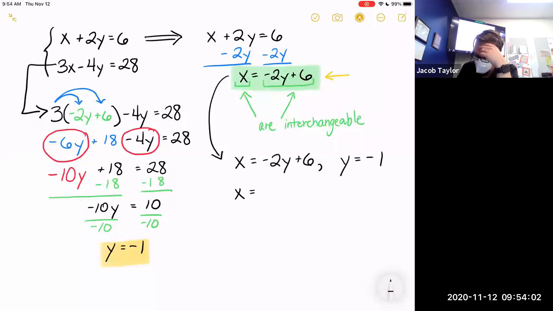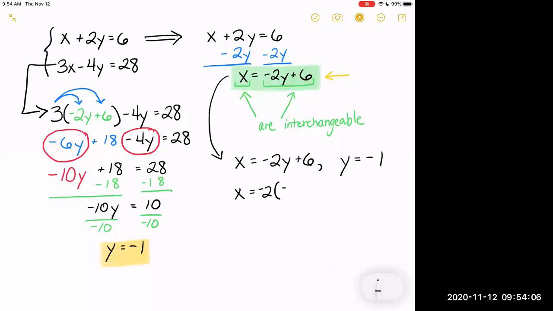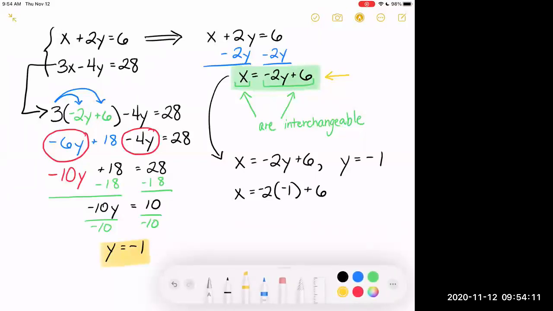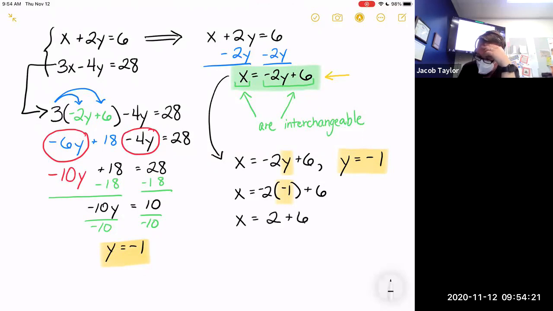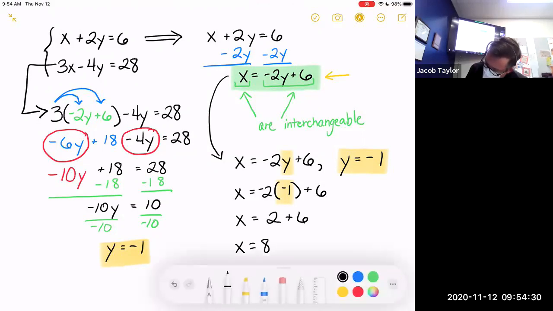x equals negative 2 times negative 1 plus 6. So negative 2 times negative 1 is 2. And I don't have a calculator handy, so what is 2 plus 6? It's 8.